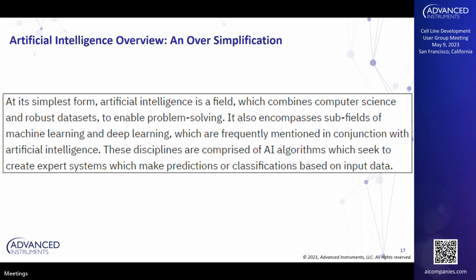To kick things off, a very oversimplified definition of what artificial intelligence is. In its purest form, it's a field which combines computer science and robust data sets to enable problem solving, encompassing both machine learning and deep learning, as well as algorithms that are used to create expert systems which make predictions and classifications based on input data.